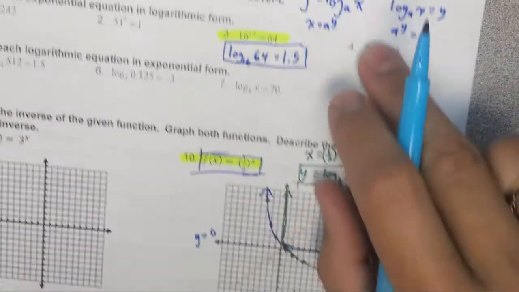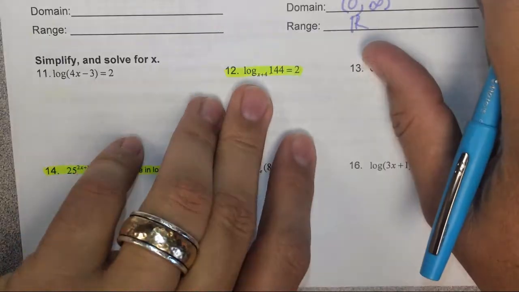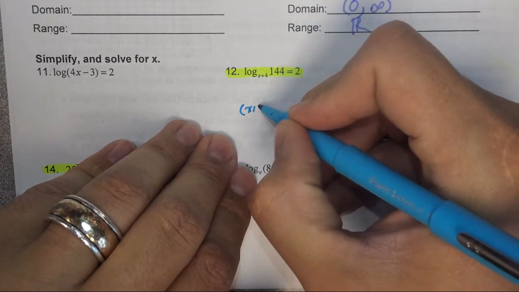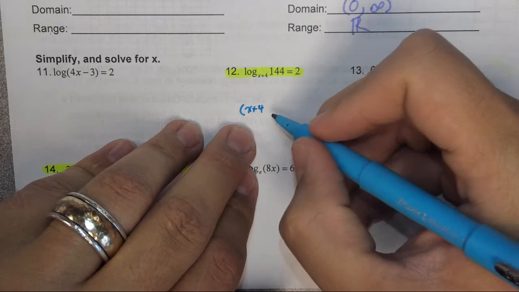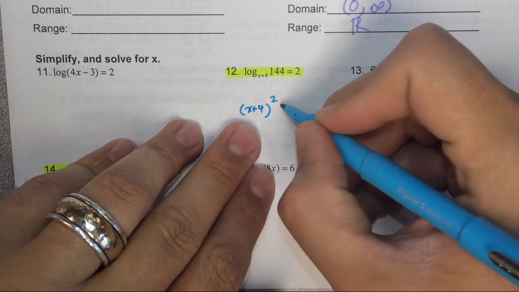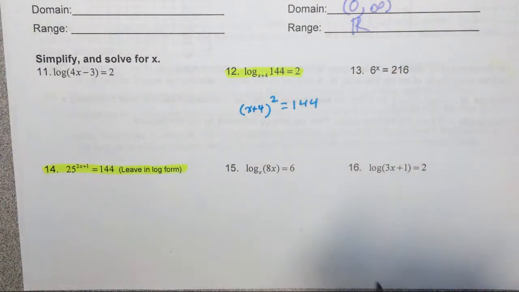So again, I'm going to use my rules up here, my little guide, and I'm going to convert it. There's my base. My base is x plus 4. My exponent is going to be 2, and that's going to equal 144. Again, we're just copying those.